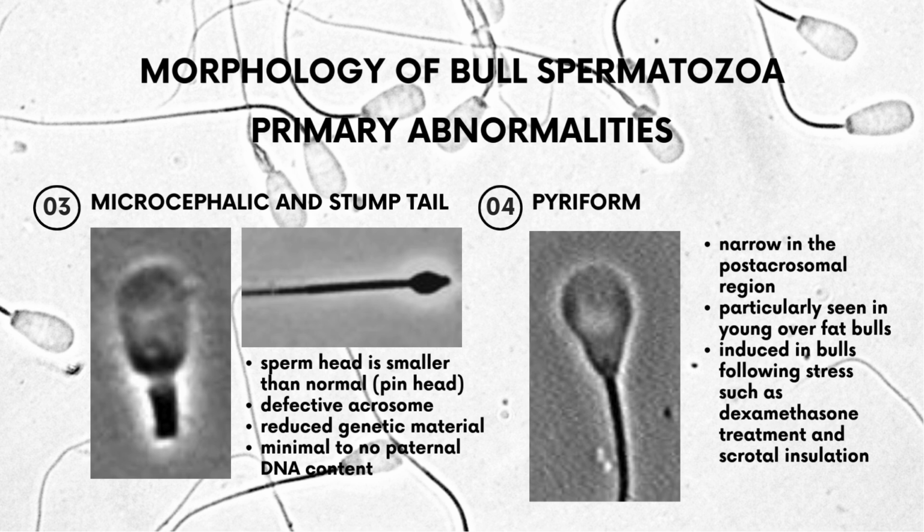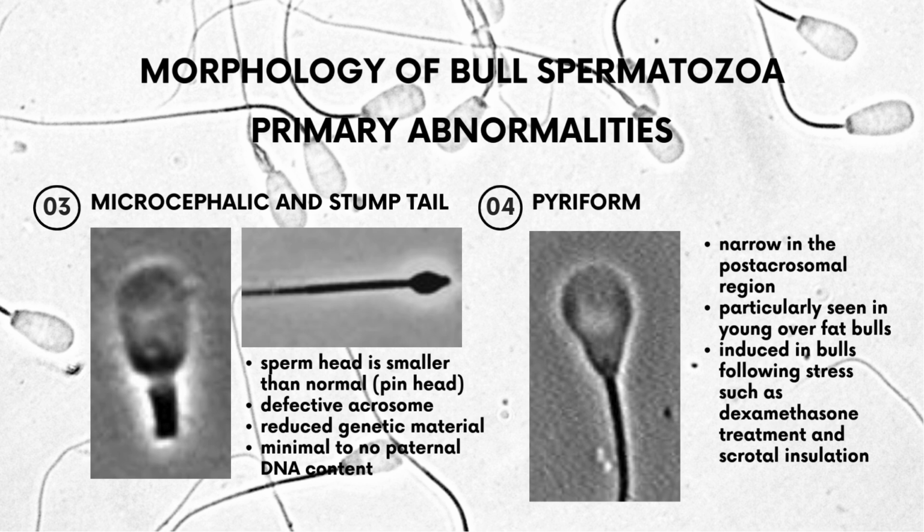Young bulls up to 2 years old and in good condition display a greater likelihood of recovery from this condition than do older bulls. This condition is particularly seen in young over-fat bulls. Fertility was related to the severity of pyriformity of the head. A moderate degree of pyriformity, in the absence of other signs of disturbed spermatogenesis, is not detrimental to fertility. However, extreme tapering in the postacrosomal region results in significant reductions in fertility. Pyriformity is considered only partially compensable.